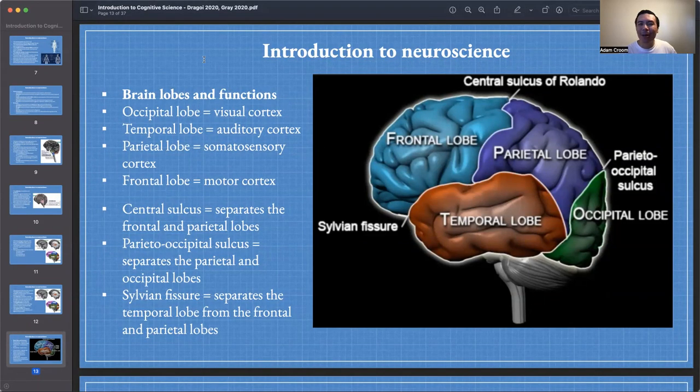All right, so on this figure, we have the 4 lobes of the brain, as well as some nice divisions. Okay, so we see that there's the frontal lobe, parietal lobe, occipital lobe, and temporal lobe.